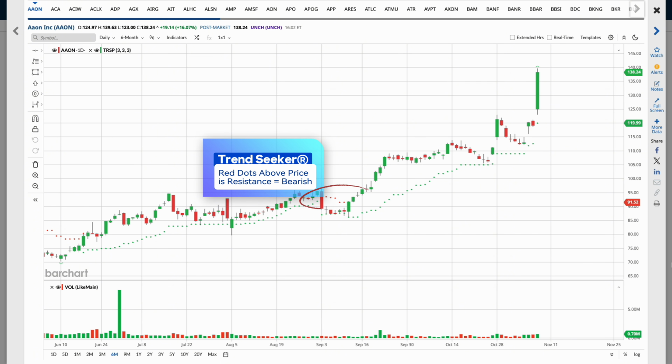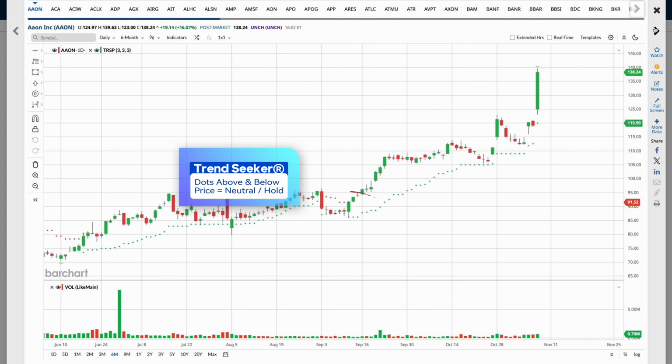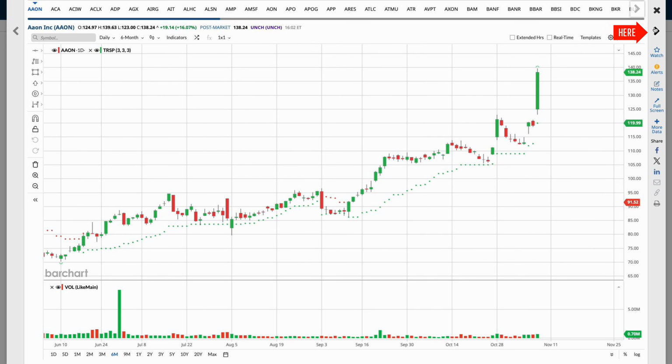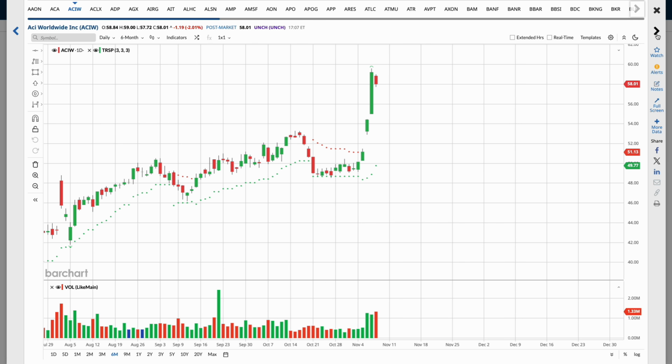When there are dots above the price, this is a resistance point and represents a bearish trend. When there are dots above and below the price, this represents a neutral or hold trend. When there are dots below the price, this is a support point and exactly what we're looking for, which represents a bullish trend. And we can use these flip charts to quickly scan charts on the list so we can find the perfect setup for our strategy.